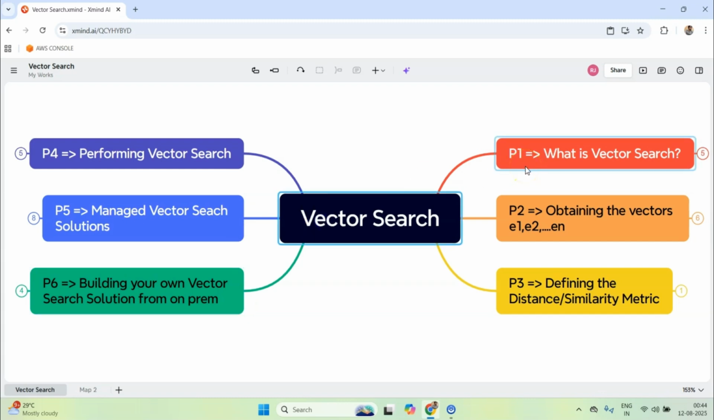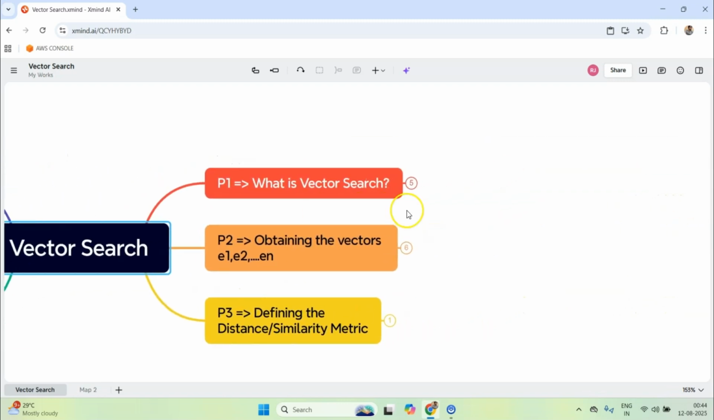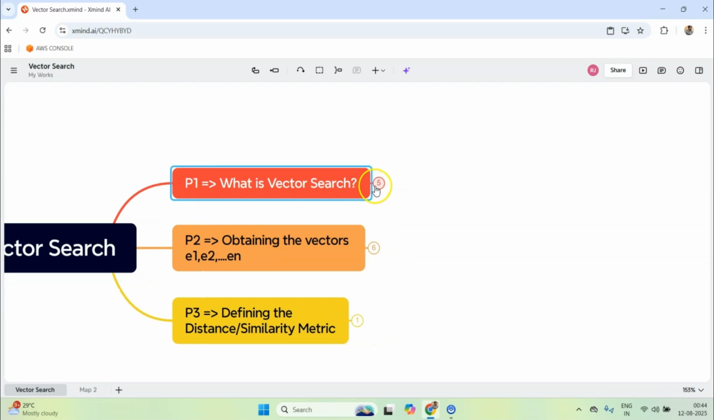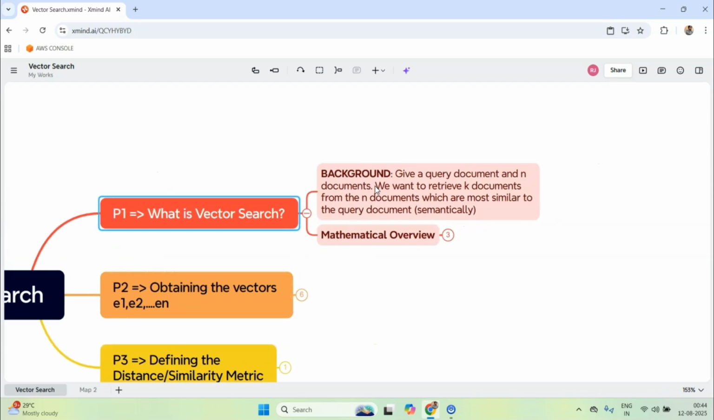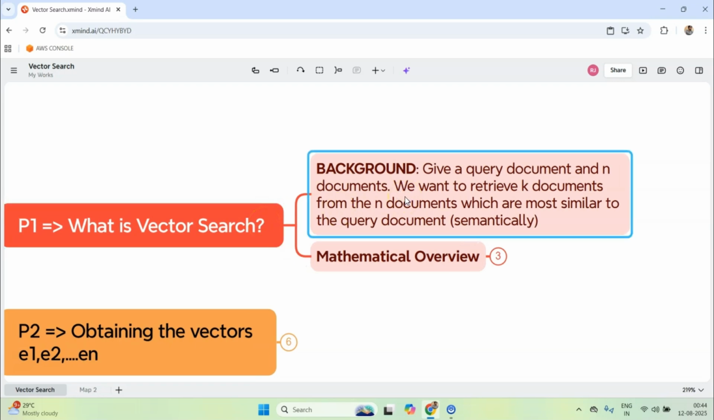So the first topic is, and I know most of you would be quite familiar and comfortable with the first one, and that is what is vector search. So let's open this up and let's look at what is vector search. Now let's talk about the background. What is the background of vector search?